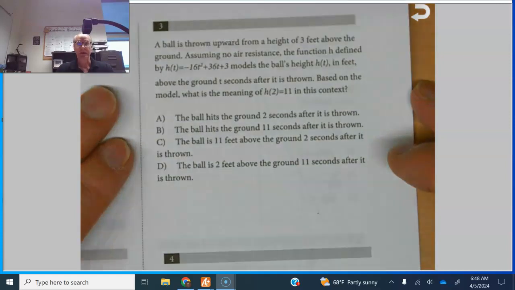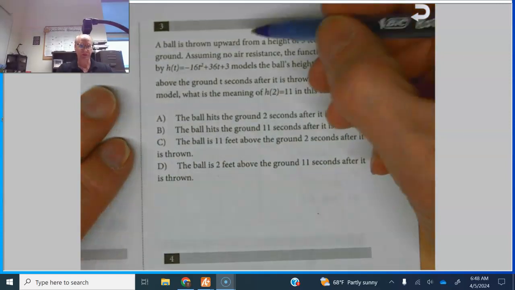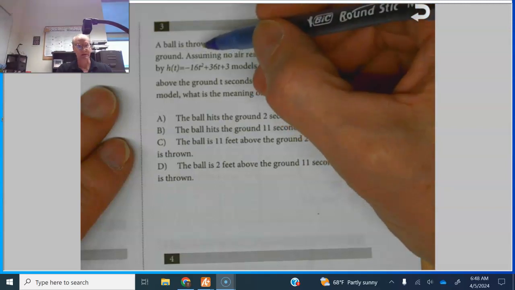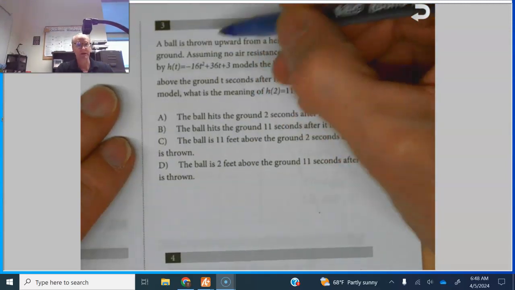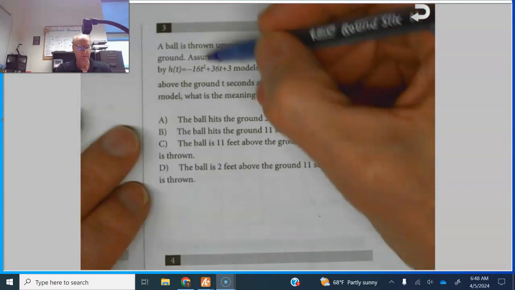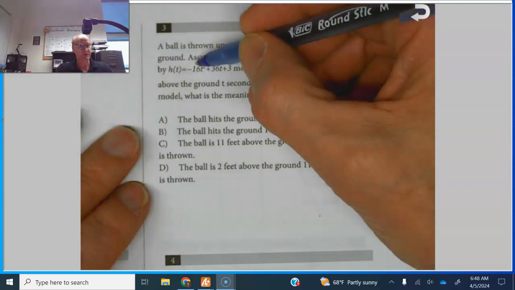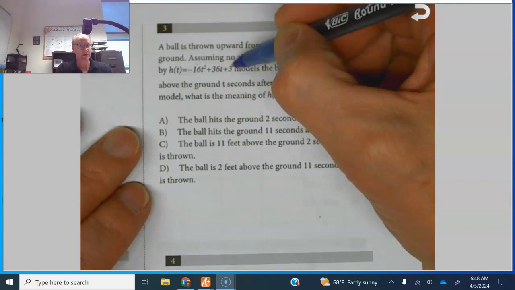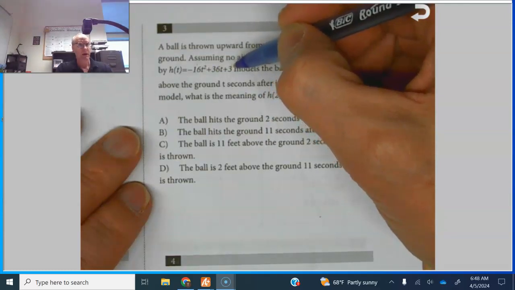Number 3, this is the equation of a ball after t seconds. Now this is in feet. Now this is the effect of gravity in feet per second squared. This is the velocity that it was moving upward at. So you probably threw it up from 3 feet off the ground. So it's 0 seconds, it's 3 feet off the ground.